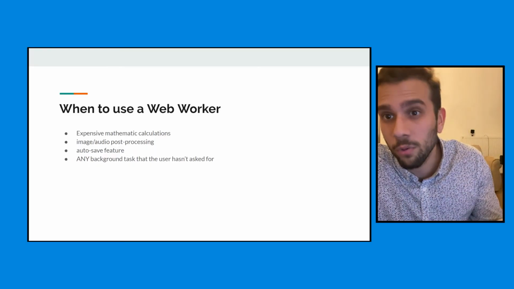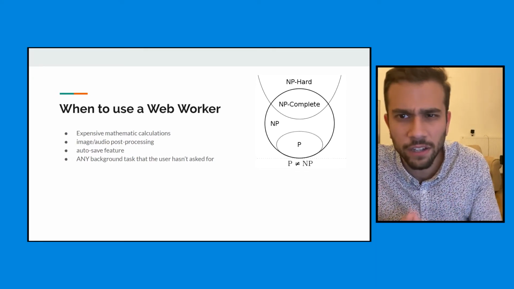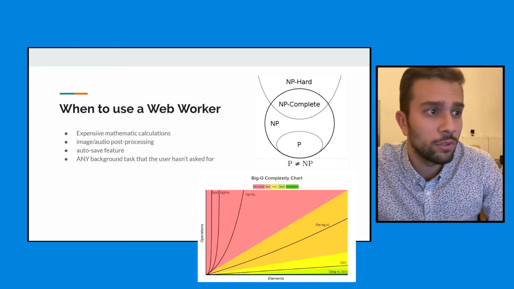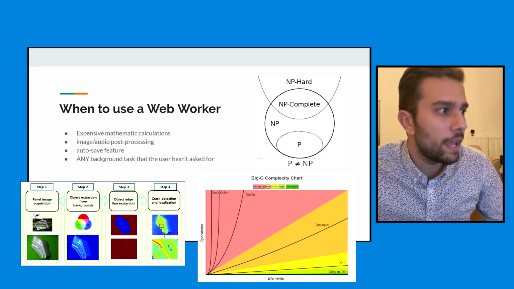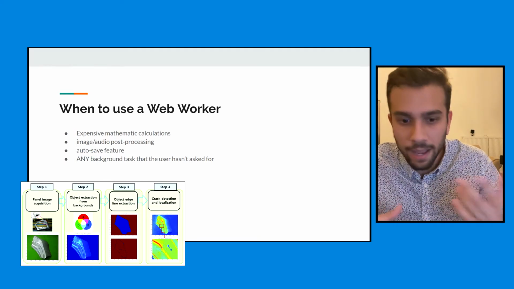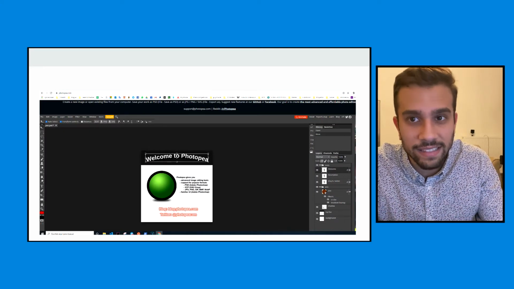So when to use a web worker? Well, if you have expensive computation, expensive mathematical functions, use a web worker. If you want to do image or audio processing, use a web worker. If you want to have an autosave feature, imagine you have an online Photoshop and you want to save the status every second and send it to the server, also do it in a web worker. So you will not pollute the main thread and you will have a clean main thread. Any background task that the user hasn't asked for, you should use a web worker, okay?